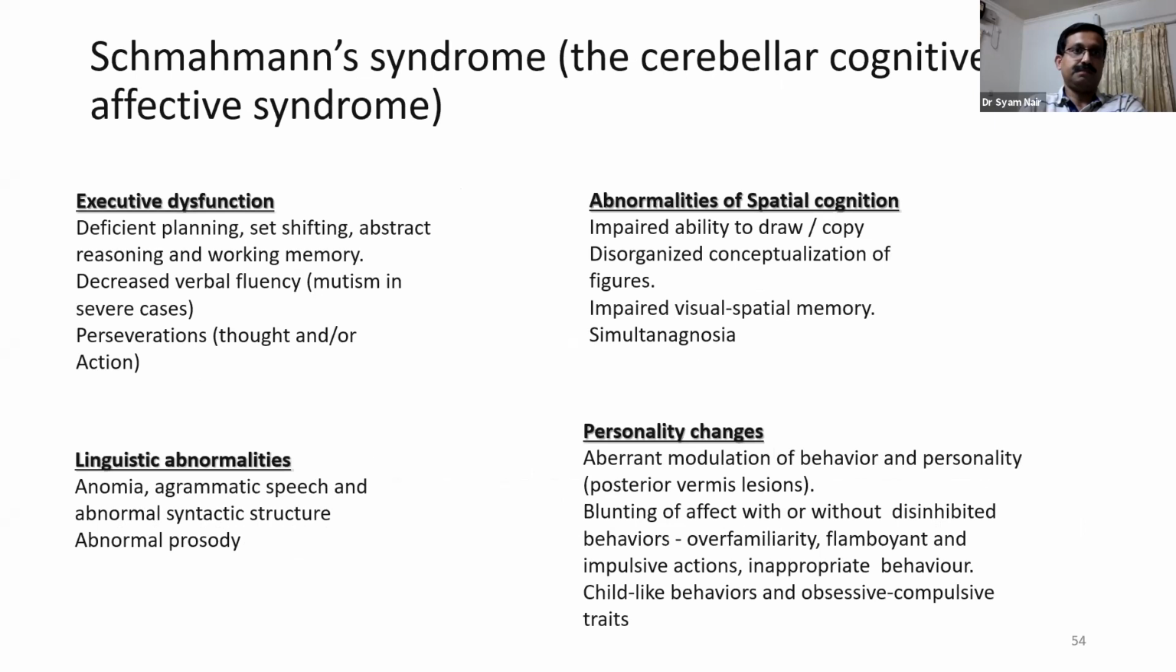So there is something called Schmahmann's syndrome, or the cerebellar cognitive affective syndrome, which has components including executive dysfunction, linguistic abnormalities, abnormalities of spatial cognition, and personality changes. As we discussed, this may not come forth as a symptom from the patient. If you go into cognitive examination, you may find these abnormalities.